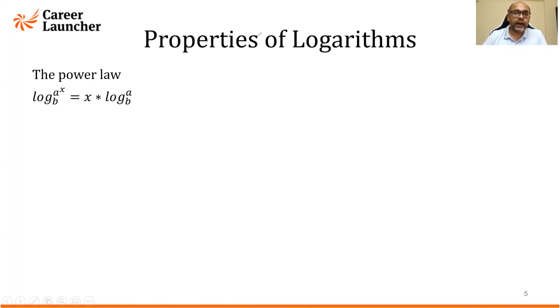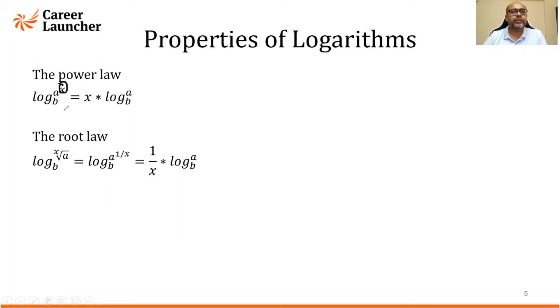Okay. We have a similar property, another power law, or it is basically root law, power law, both are the same. Instead of having a power x, if I have the root x, 1 by x will come out. This is actually, I would not call it as something different. It is the same. So effectively, whatever is here will come outside. So if it is x, it will come out as x. If it is 1 by x, it will come out as 1 by x. So you don't have to worry about a new law.